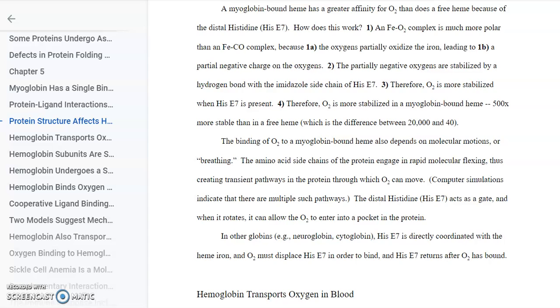Therefore, O2 is more stabilized in a myoglobin-bound heme, 500 times more stable than in a free heme, which is the difference between 20,000 and 40.